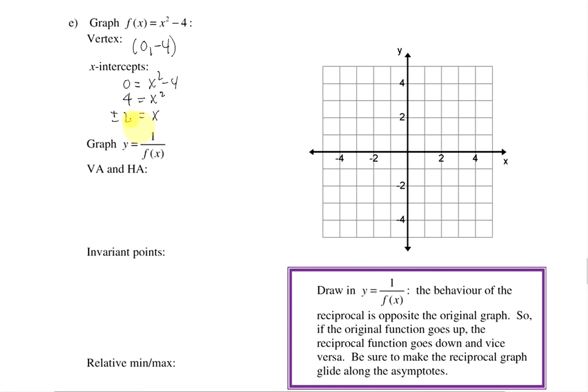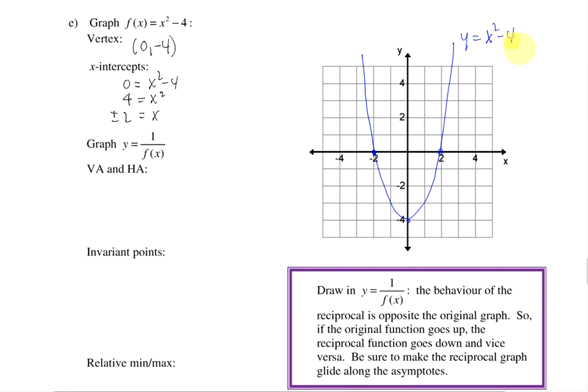Okay, so let's go over to the graph. We will graph that. We have a vertex at (0, -4). We have x-intercepts at -2 and +2, and we will graph our parabola in. All right, and that is y equals x squared minus 4.